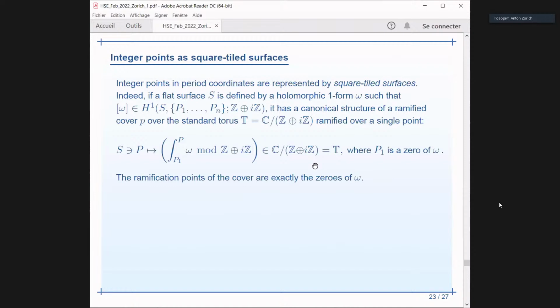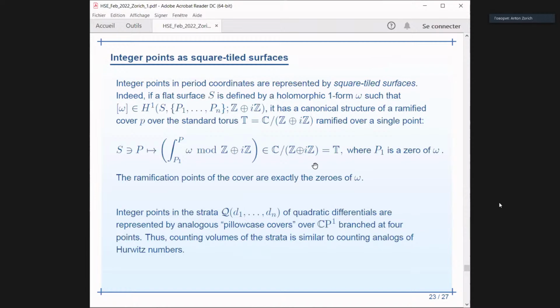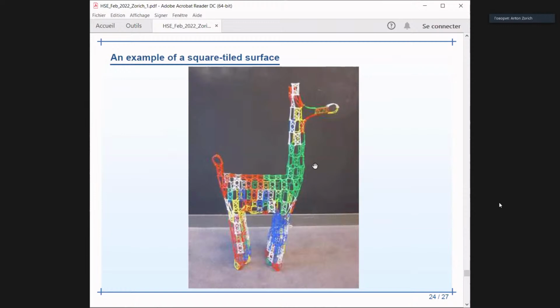So I constructed a map from my surface to a torus, and one can easily check that this is a ramified cover where all the ramification points are one and the same point of the torus. Our torus was glued from a square. I pull back this square on the cover and I get a tiling by squares. And a similar story is valid for quadratic differentials. It's just a slight variation of this story. So I really get the square tiled surfaces.